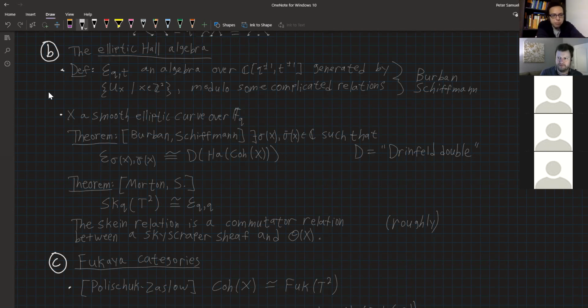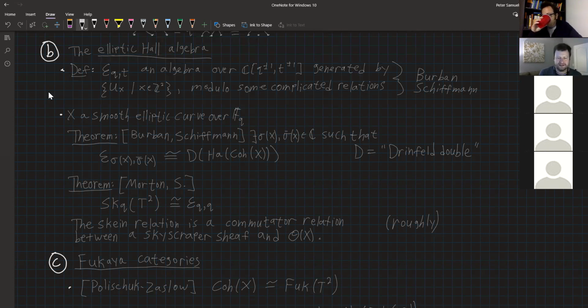And it's really remarkable that they were able to find such an explicit description of this algebra, because you're doing complicated computations of extensions of sheaves over elliptic curves, and it's a really difficult theorem that they proved.